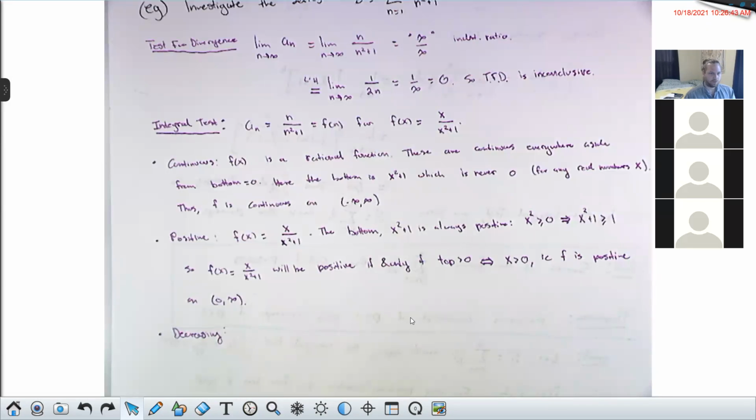We need to, so this is all Calc 1 and pre-calc stuff, right? Saying that this function is continuous because it's a rational function, which means it'll be continuous everywhere the bottom isn't 0. The bottom is never 0, so this function is continuous everywhere. That's a pre-calc thing. Positivity, saying this fraction will be positive if and only if the top is positive, because the bottom is always positive. Again, kind of a pre-calc thing. You're solving an inequality here. You're trying to figure out where this function is greater than 0.